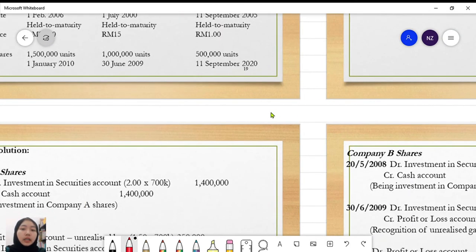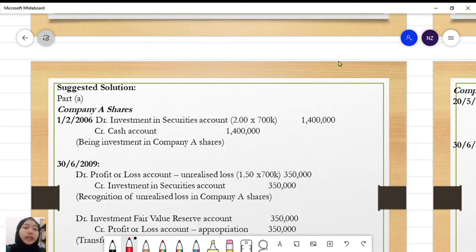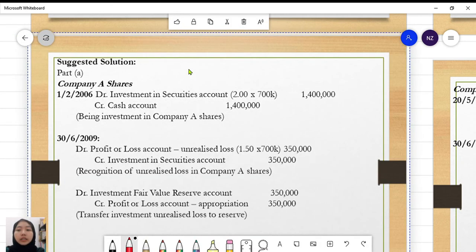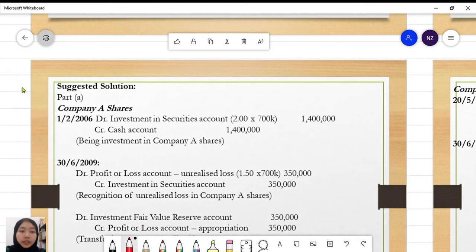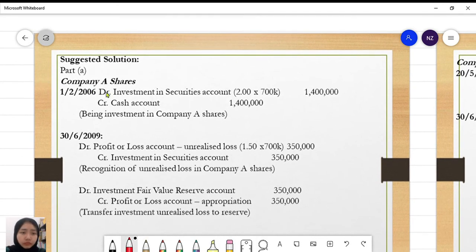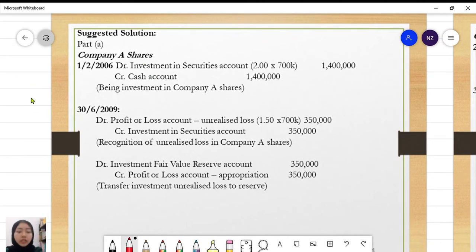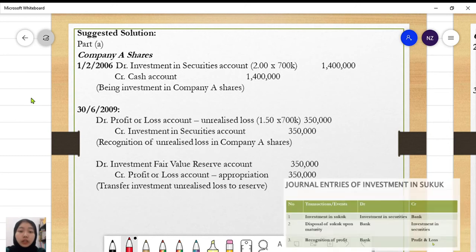First, we need to prepare the journals, right. Part A of the question is you are required to prepare journals for the shares and sukuk earlier. So you can do them one by one. The first journal is shares in company A. When you get a question to prepare a journal, you have memorized the basic journal entries earlier, there are 3 of them.